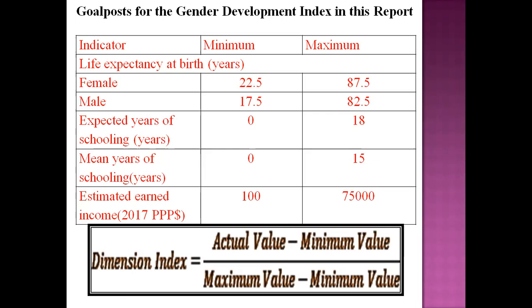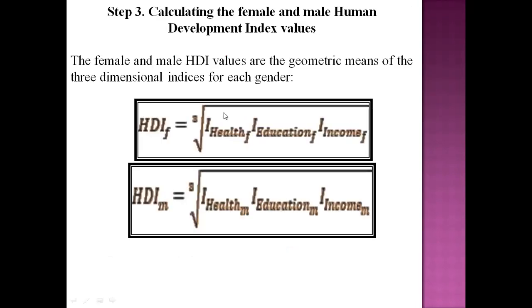Expected years of schooling, mean years of schooling, and estimated earned income are as usual with the HDI. So the dimension index, which is used to normalize the data into 0 to 1, is the same we have to use as in the HDI to construct the Human Development Index. So we'll go to the next chapter, step 3.